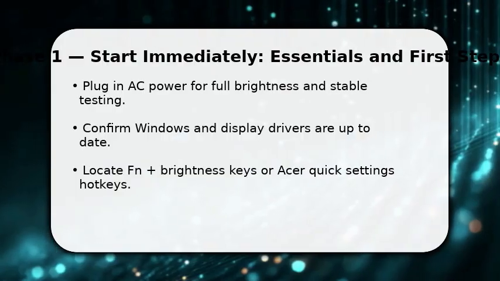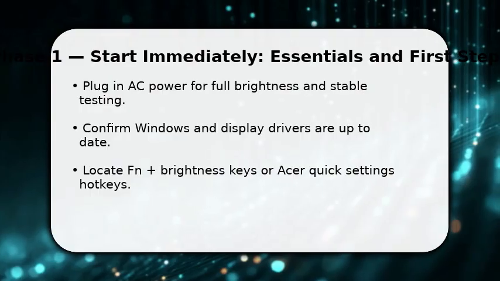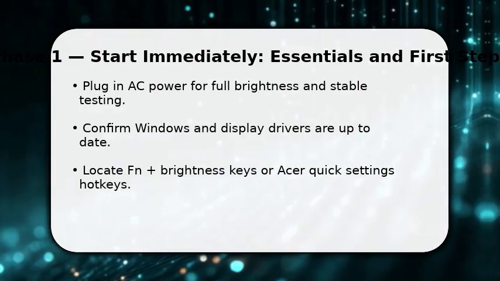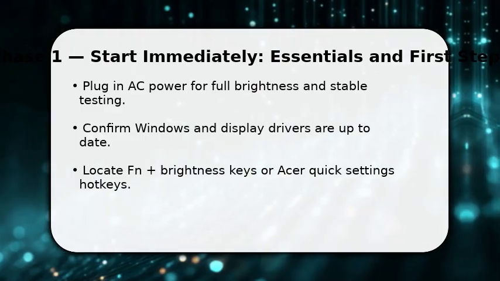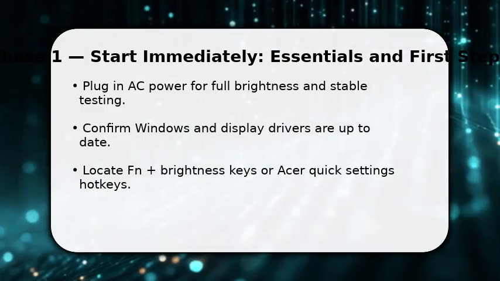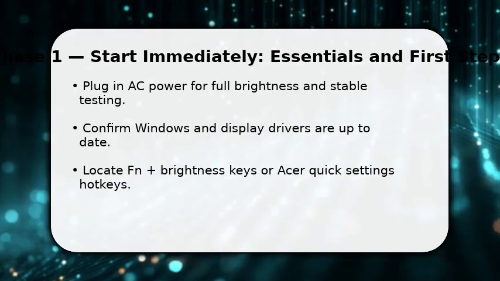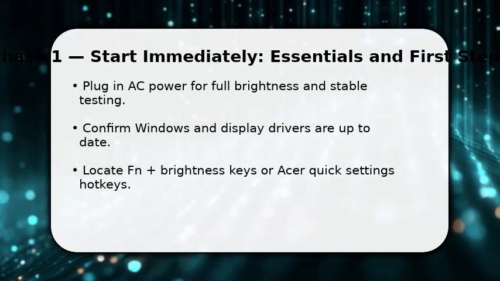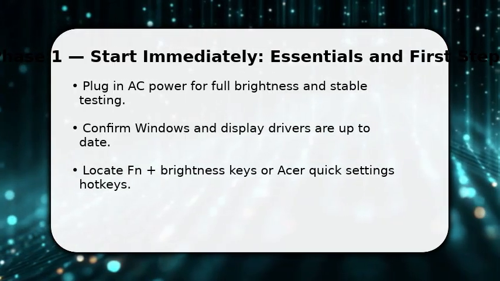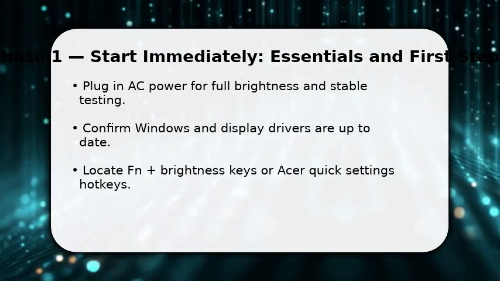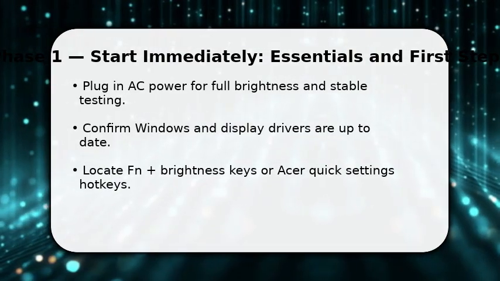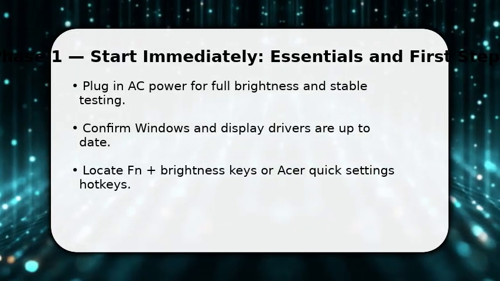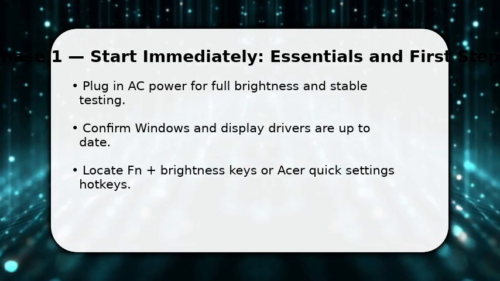You begin by making sure the laptop is ready. Plug in AC power so brightness isn't limited by battery saver. Next, check that Windows and display drivers are current because driver issues block changes. Once done, locate your keyboard's FN plus brightness up/down keys or the specific Acer quick settings key. This gives you immediate manual control. Make these first. Small adjustments now so you can observe screen response before moving to software controls.